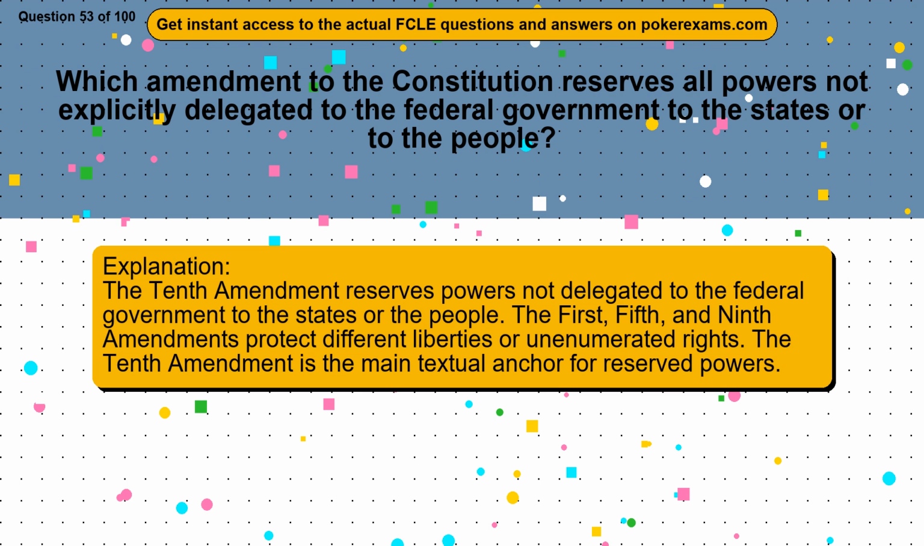The 10th Amendment reserves powers not delegated to the federal government to the states or the people. The First, Fifth, and Ninth Amendments protect different liberties or enumerated rights. The 10th Amendment is the main textual anchor for reserved powers. Question 54.